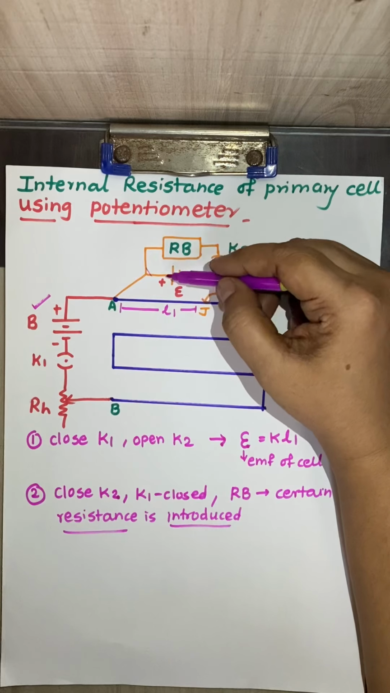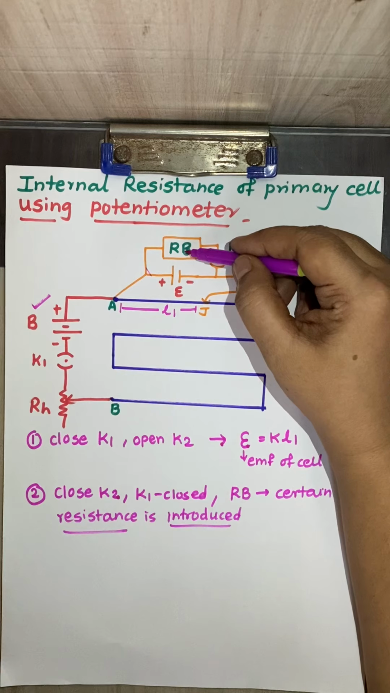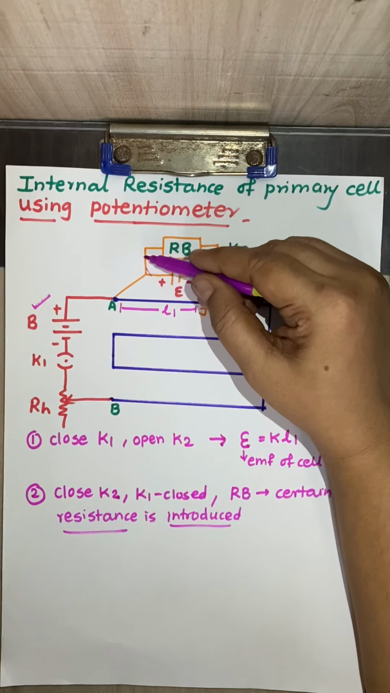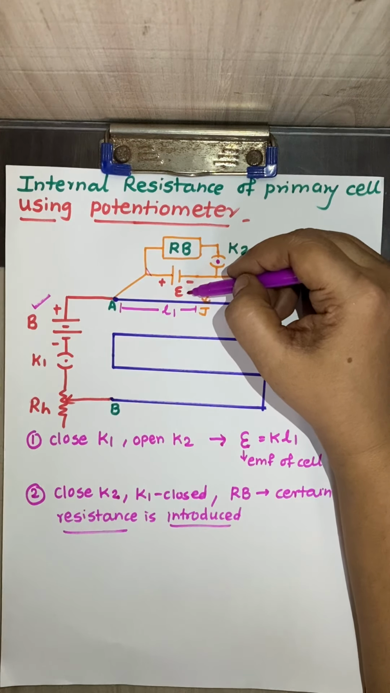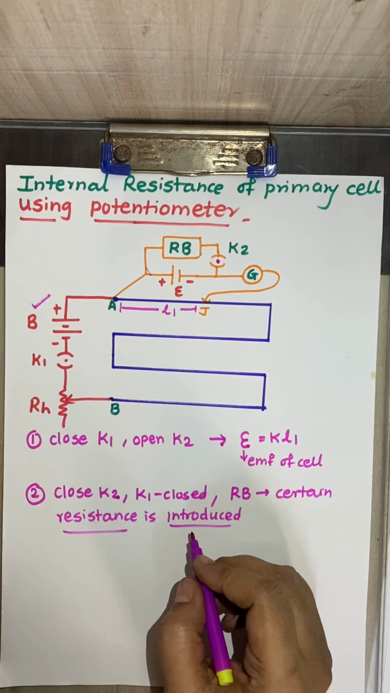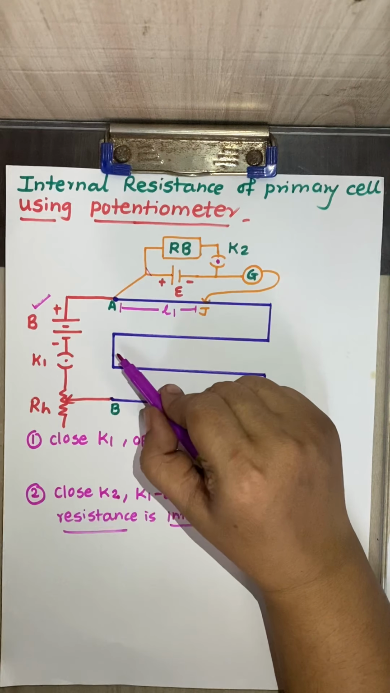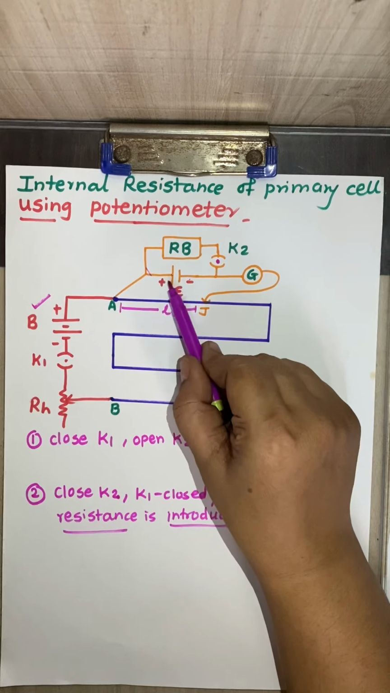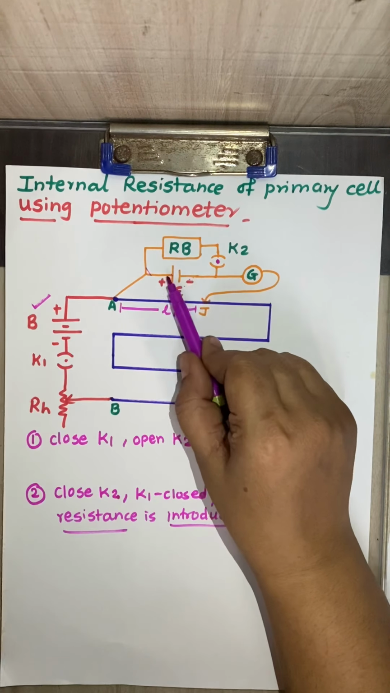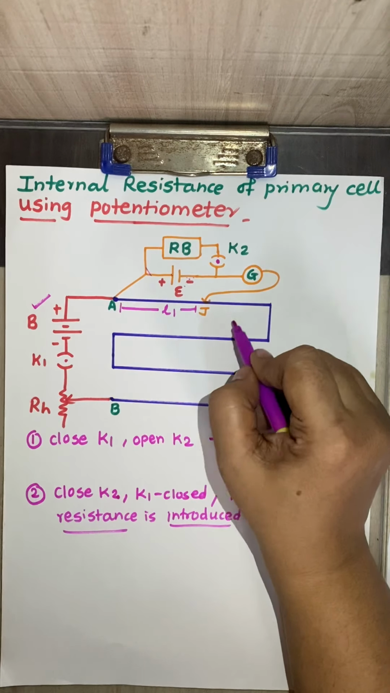But in the second case, what has happened now? R is introduced, and we know that whenever any external resistance or load resistance is introduced, there is a path for the current to flow, which is sent by the particular cell. So at that time we again introduce the jockey and find out the balancing length. That balance point is nothing but the terminal potential difference V of the cell. Terminal potential difference, this definition we have studied. And that time L2 is the balancing length.